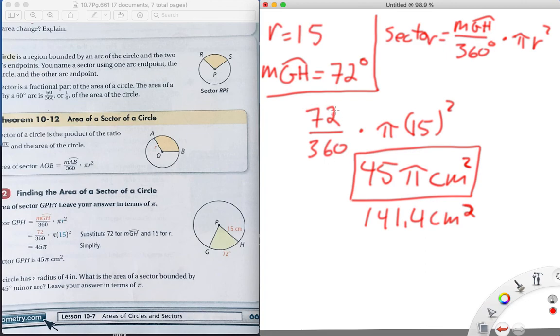So they're going to give you some type of part in terms of a degree. Over the whole degree of a circle, which is 360, that's going to give you your fraction. And you're going to multiply that fraction times the area of the circle, and that's going to give you your area of the sector.